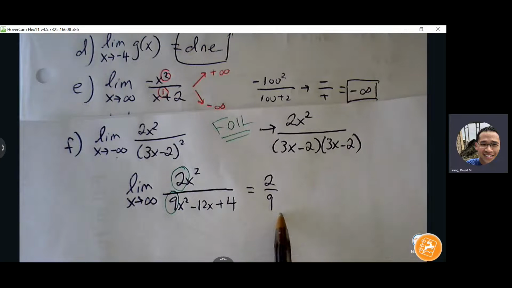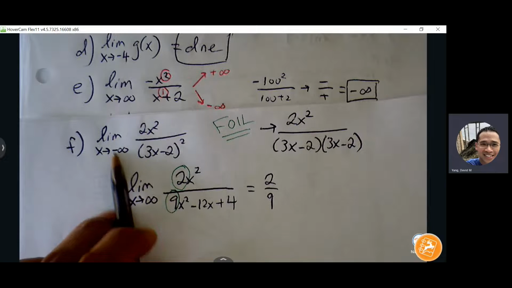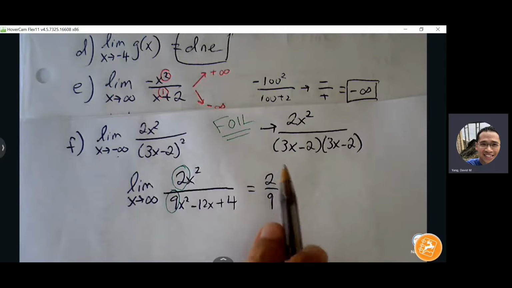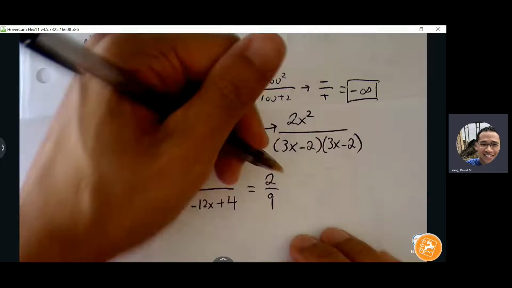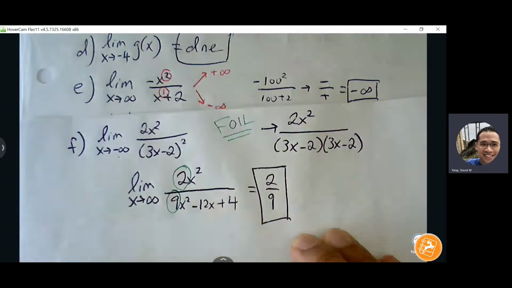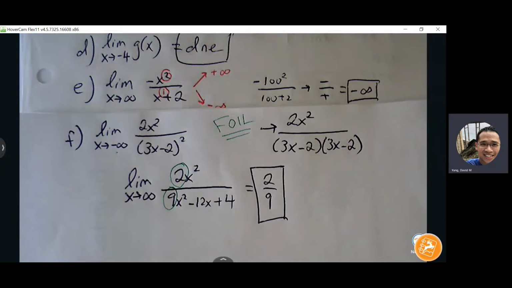And the limit is just 2 over 9. We don't want to let that negative infinity throw us off. We don't change the sign. It's only 1. It's just the ratio. The sign has no impact. Whatever that ratio is, we keep it. Don't change the sign.